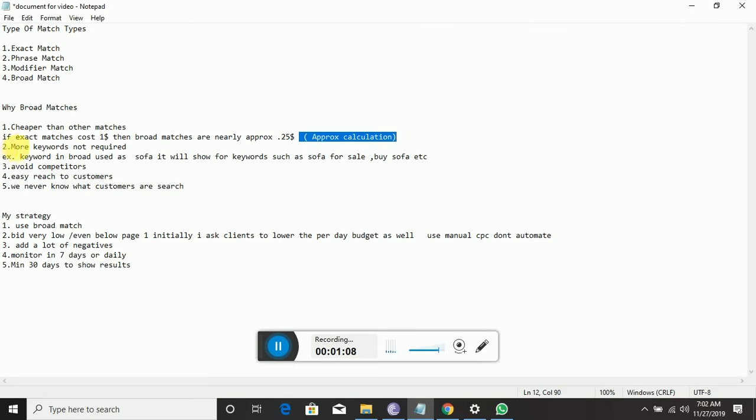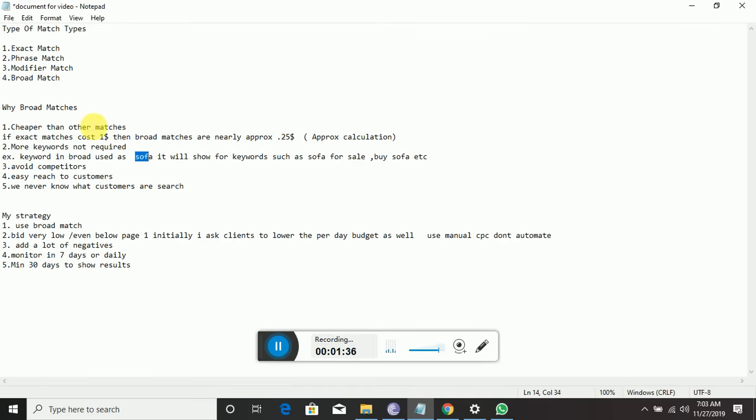One more important thing is that when you use broad match, more keywords are not required. I don't have to use a huge number of keywords. For example, if you are using sofa as a keyword in your account, it will automatically show for sofa for sale, buy sofa, etc. Right? So you just need to write sofa in the account, and it will rank for sofa for sale, buy sofa.